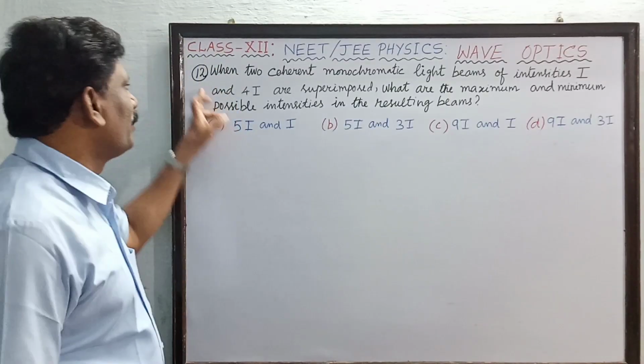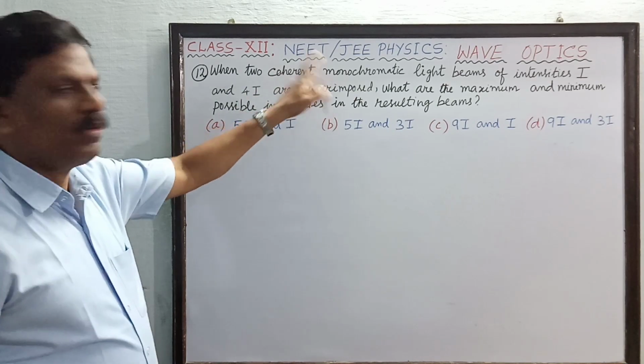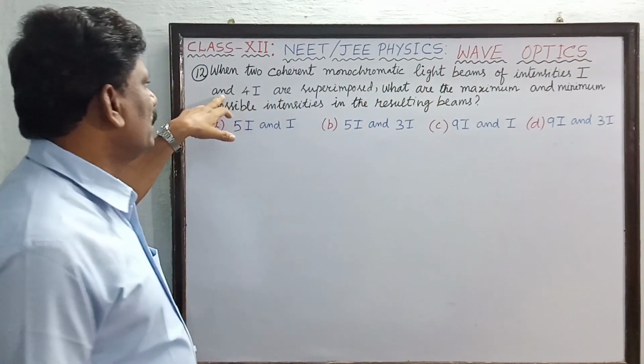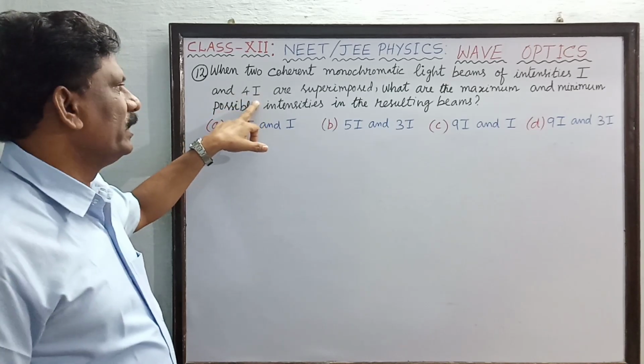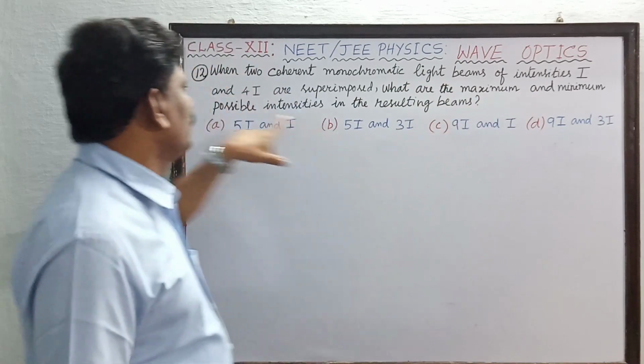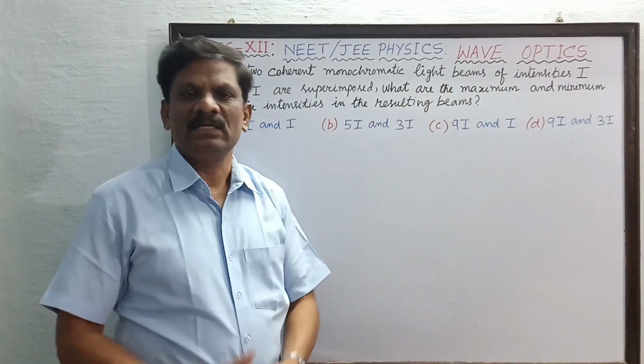Hi students, problem number 12. When two coherent monochromatic light beams of intensities I and 4I are superimposed, what are the maximum and minimum possible intensities in the resulting beams?